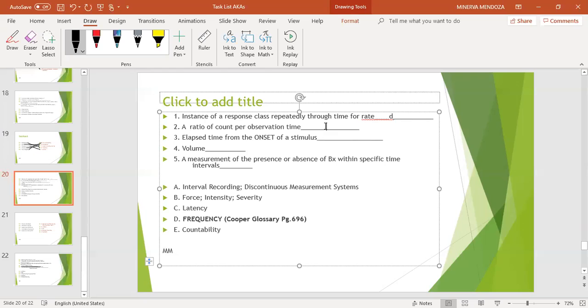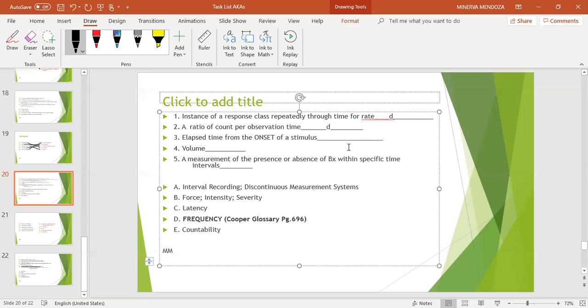If rate is equal to frequency, then this would be D as well, right? Based on the previous slide. Okay. Like I said, I was changing some of the things at the last minute.